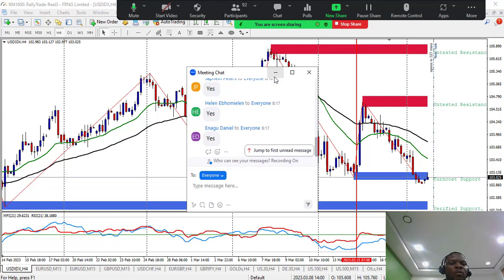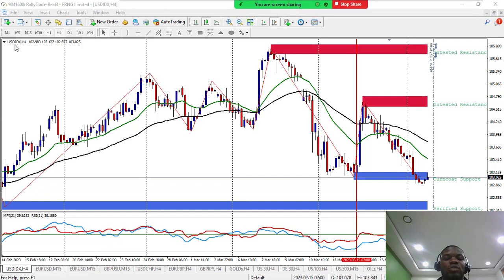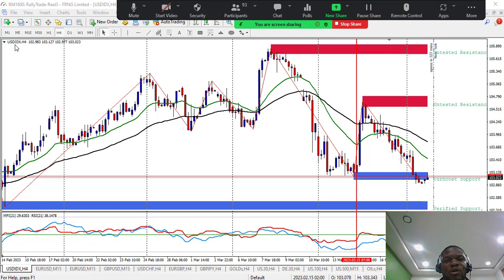So like we always do, we normally start with the USD index, right? If you look up at the top left, you're going to see it, USD index. The USD index is the instrument we normally use to check the strength of the US dollar, because most of the instruments we trade have some bearing on the strength of the dollar. So it's very important to check the strength of the dollar before you start your trade. Very, very important.